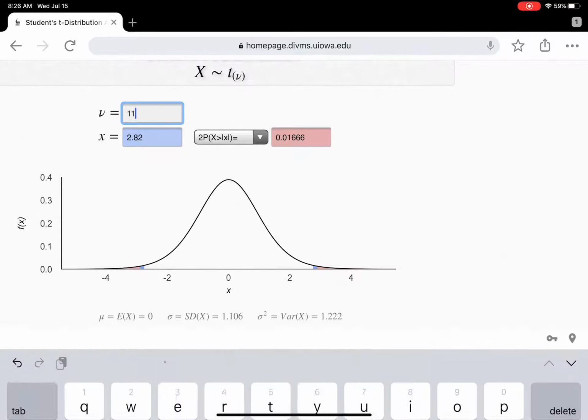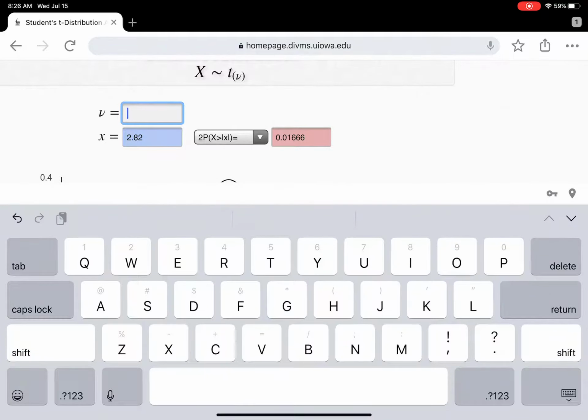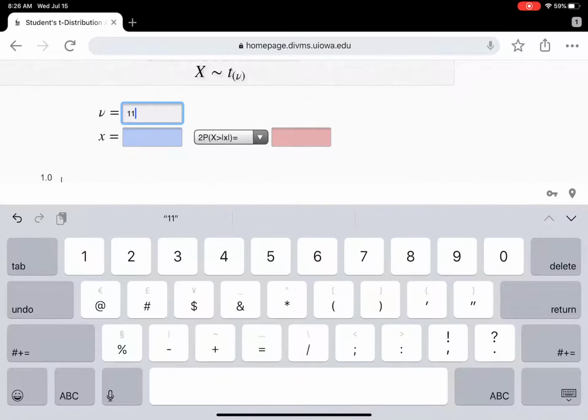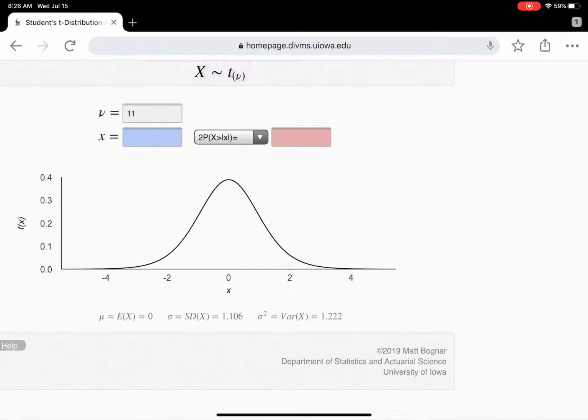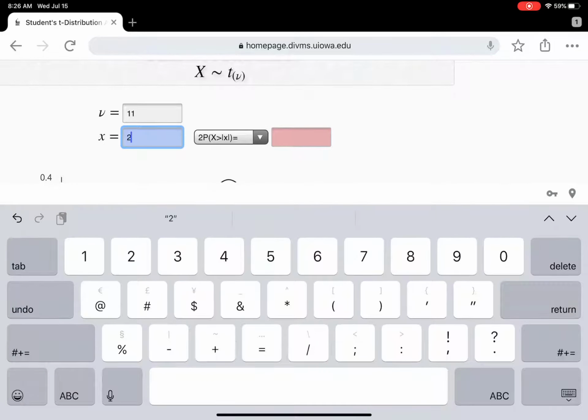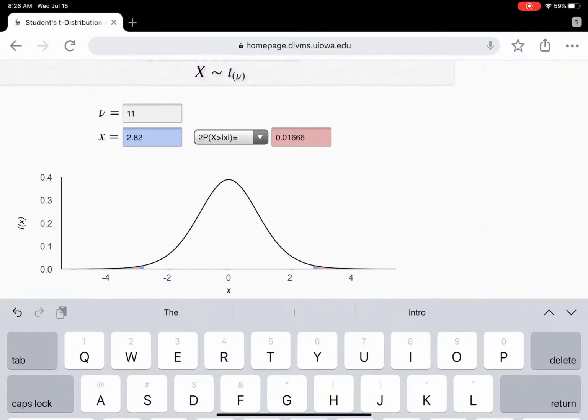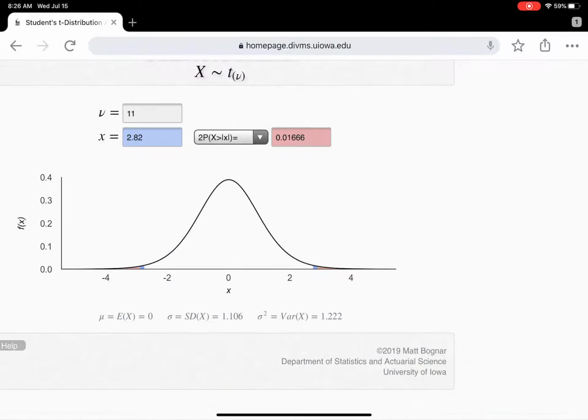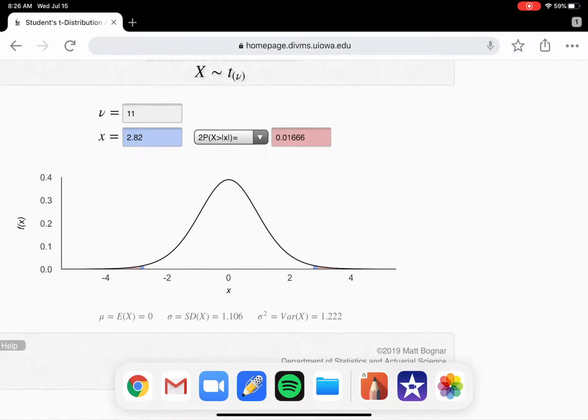I'm going to get rid of this just so we can see what's going on. Great. So we plug in that, and it draws the curve for us. Very cool. And then we just plug in our test statistic in the two-tailed option, right? Because we have no directionality. And here we are. It turns out that our p-value is going to be 0.016.